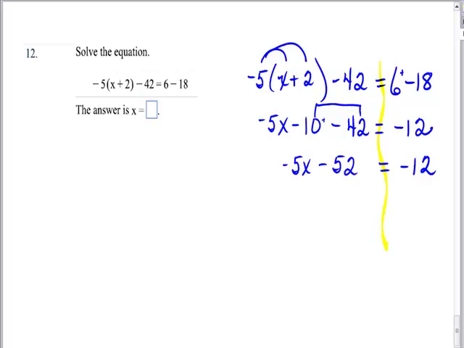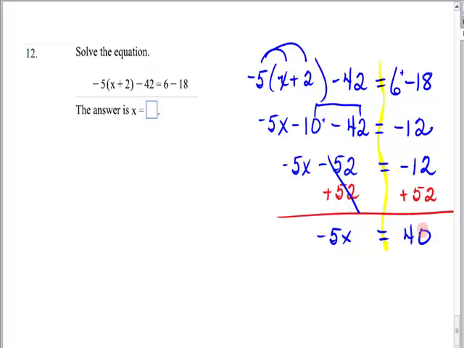Now I don't have variables on both sides, so I'll just focus over here. I'm going to add 52, the opposite of the constant. That leaves you with negative 5x is equal to 1 negative, 1 positive, subtract, keeping the sign of the big one, positive 40. Final step, divide by the coefficient. X is equal to negative 8.